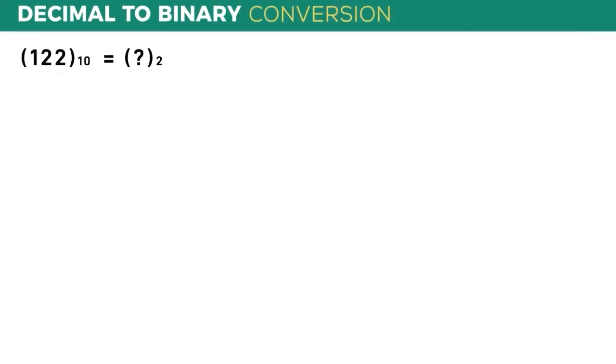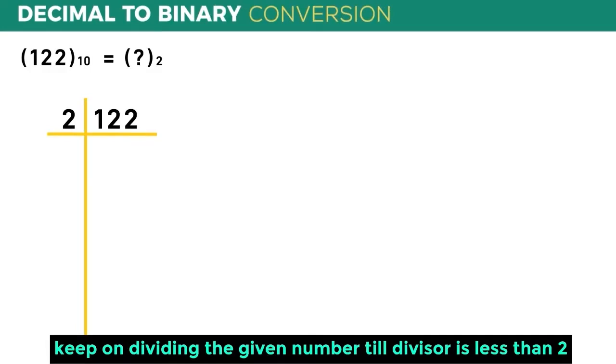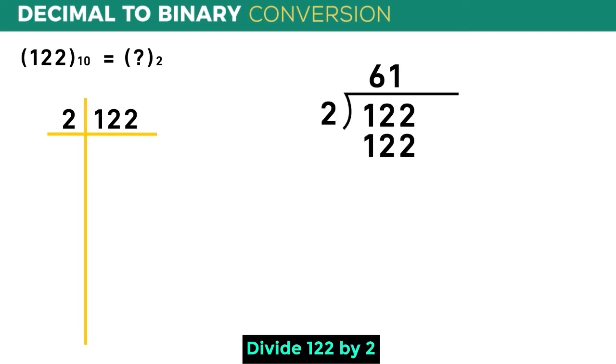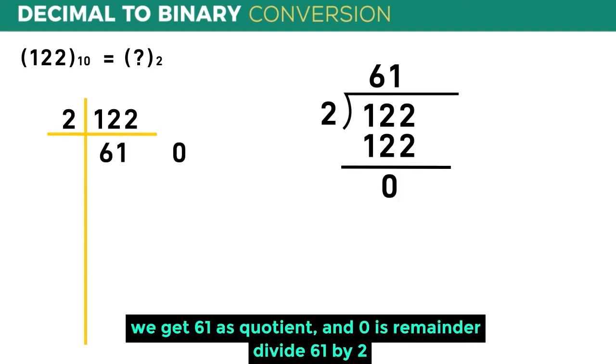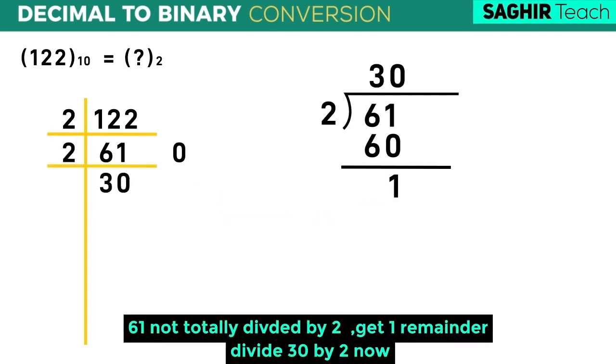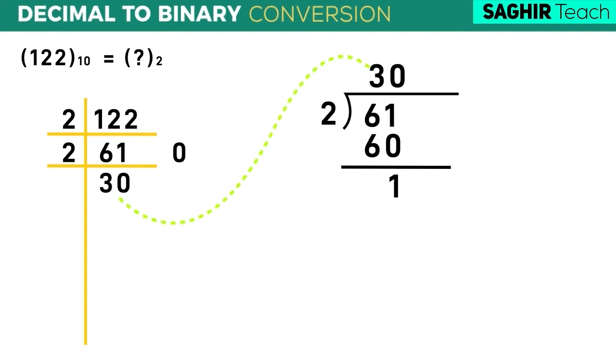And finally, decimal to binary conversion. We will do it in a similar way. 122 is our number which we have to convert to binary. Divide 122 by 2, we get 61 as the quotient and 0 as the remainder. Divide 61 by 2, we get 30 as the quotient and 1 as the remainder.